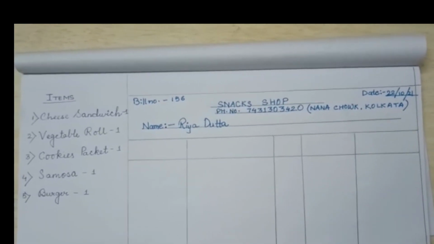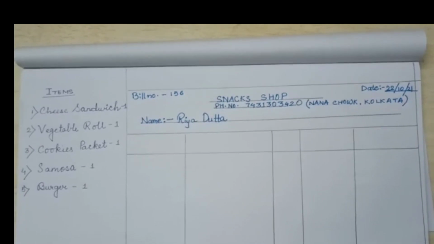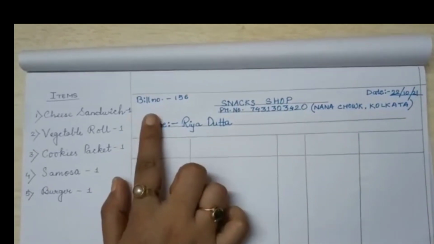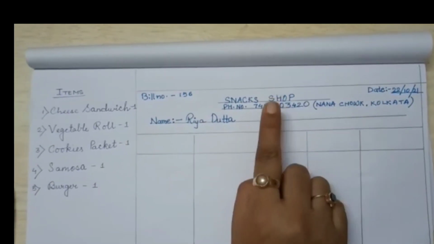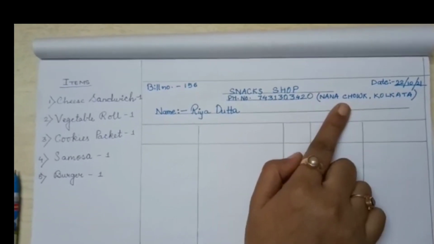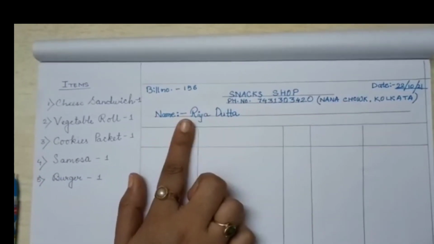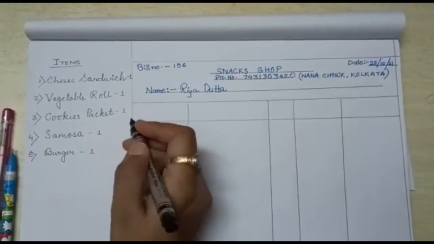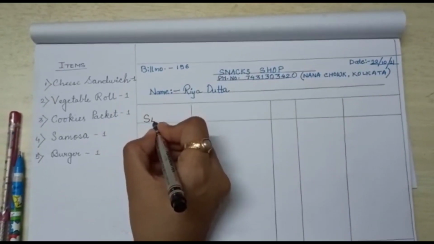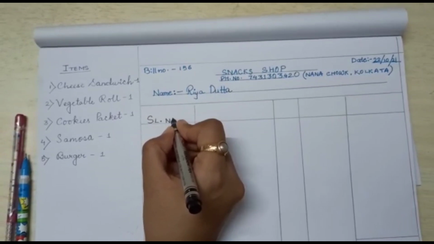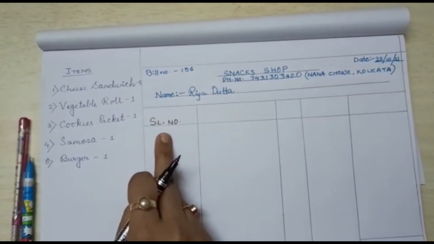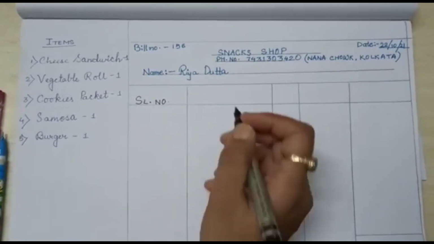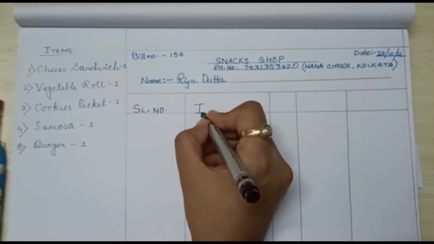So this first step is over, where we have to introduce the bill number, date, shop's name, shop's phone number, shop's address and the name of the customer. Now in the first column we will write serial number. SL is the short form of serial number. Next, items.